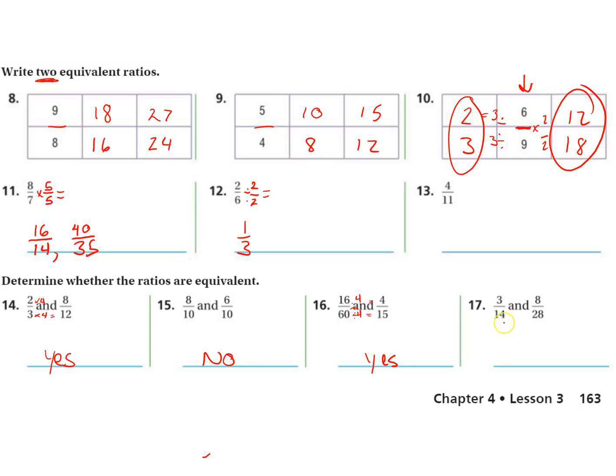Okay, here I'm going from 14 to 28. What do I multiply 14 by to get it up to 28? 14 times 2. And then 3, I have to also multiply it by 2. 3 times 2 does not equal 8, so that is not equivalent.